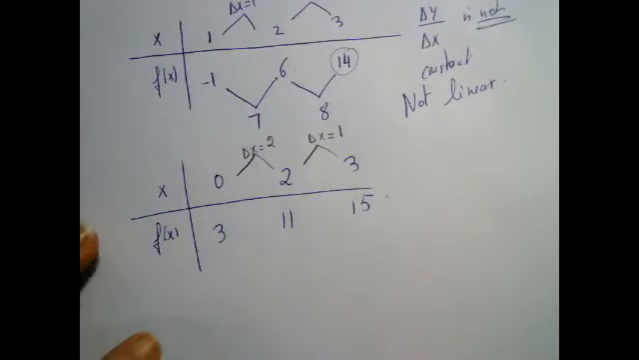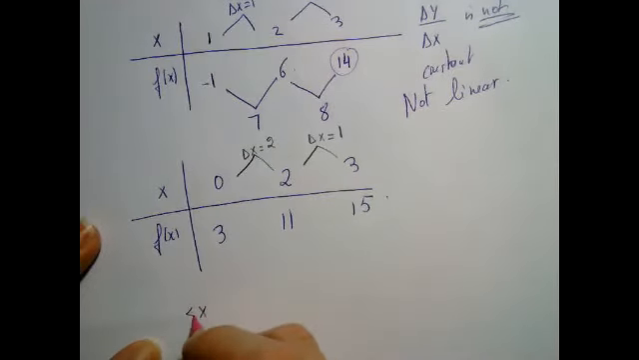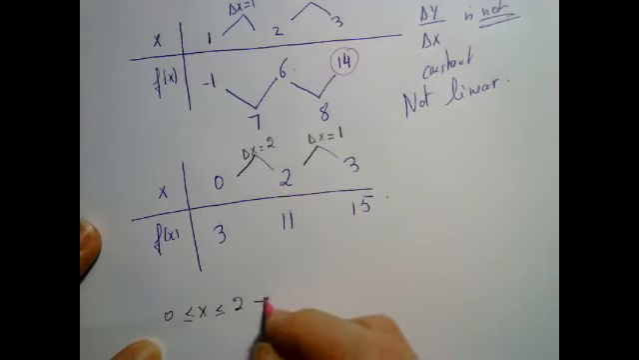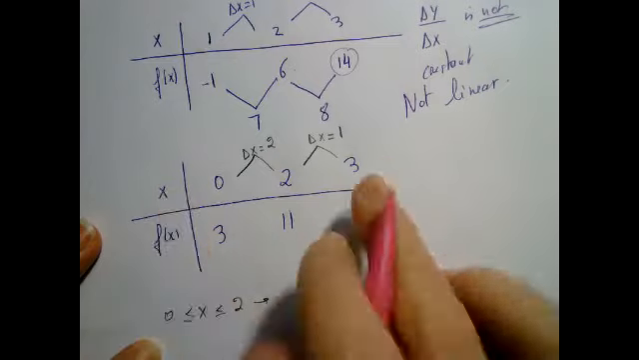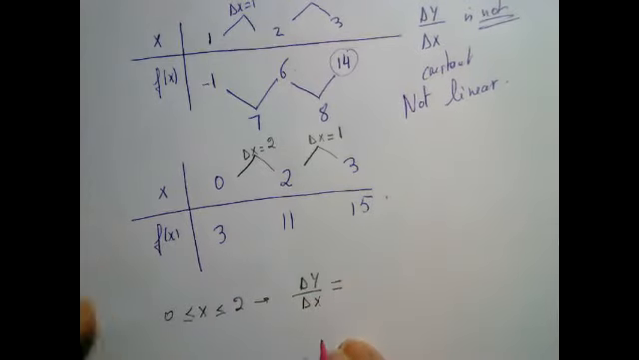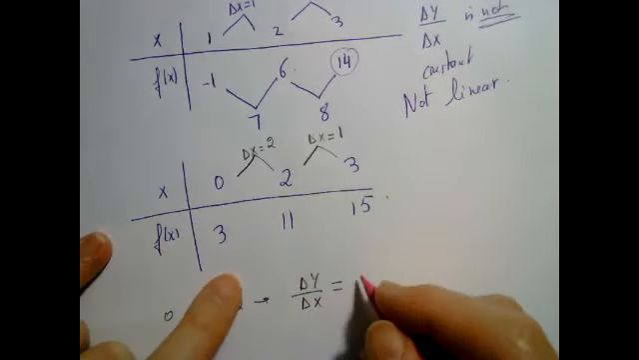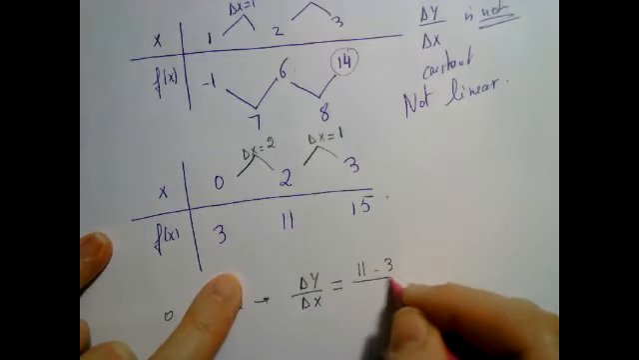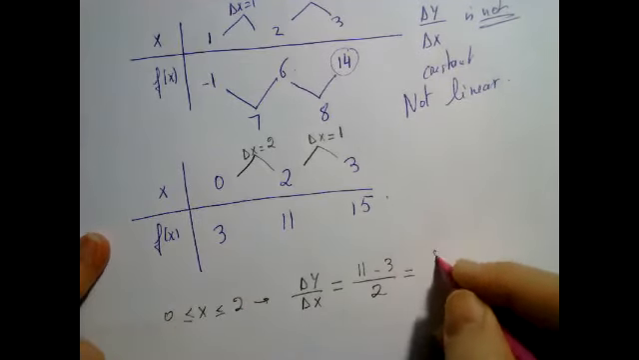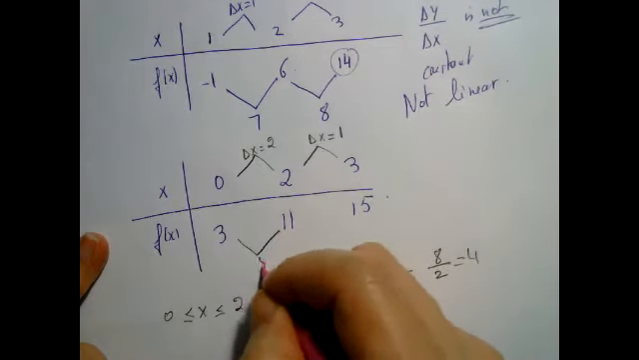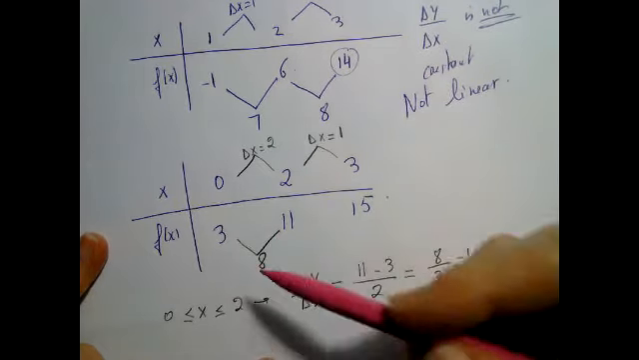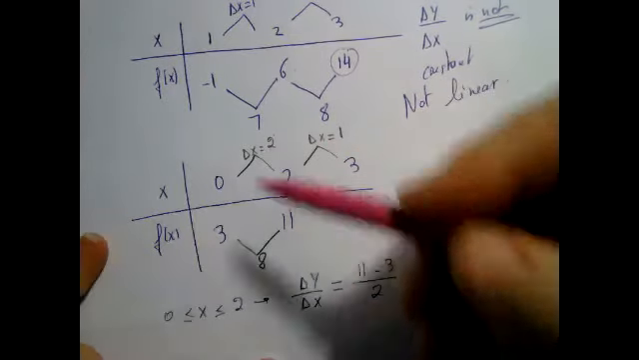Okay, so if x is between 0 and 2, then the change of y over the change in x, because I did not give you 1, but still, the way you check it is you make sure to have the constant slope, is 11 minus 3 over 2, 8 over 2, which is 4. So from here to here, it's growing by 8. So the ratio is 4.